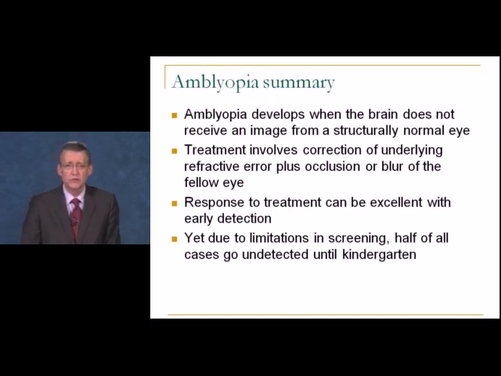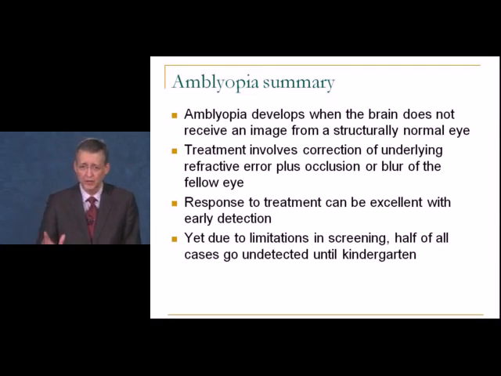So to summarize amblyopia, it develops when the brain does not receive an image from a structurally normal eye. So amblyopia happens in structurally normal eyes. We've talked about the treatment, correct the refractive error for sure, and then occlusion or blur, something to hinder the fellow eye to give the other eye a chance, though maybe binocular therapy is coming along.